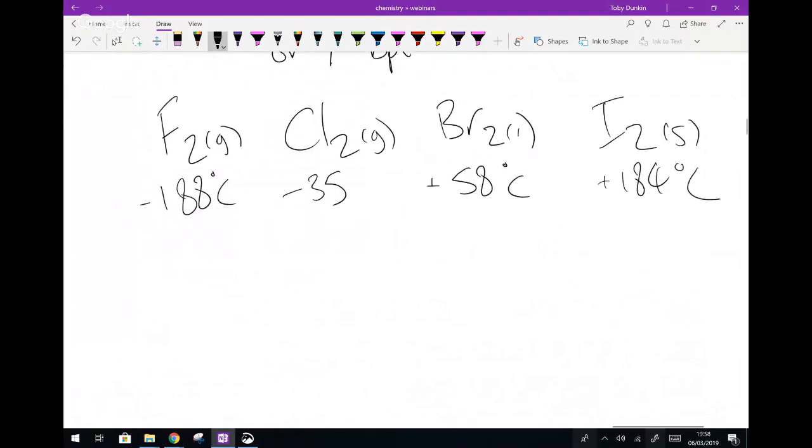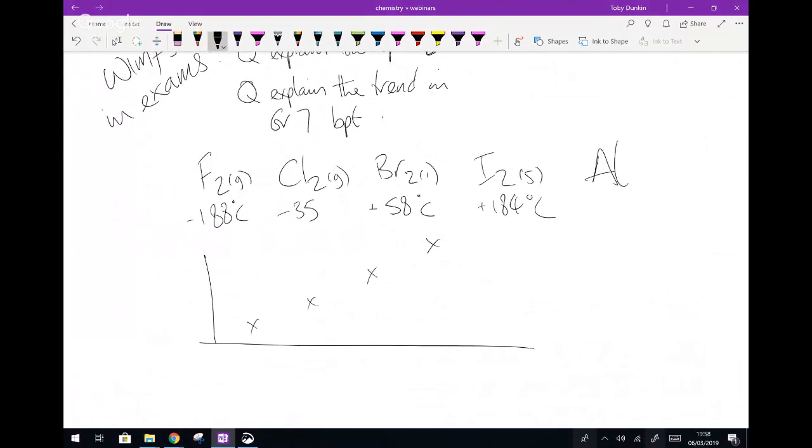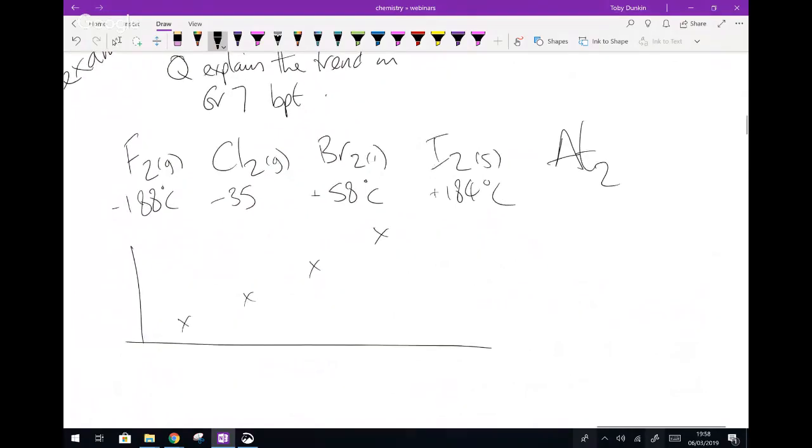So the trend is, in their graph, it is climbing. So they're getting bigger. So we can now predict astatine. We've never done it. Never been done, folks. Astatine, it holds a Guinness Book of World Records. It is the rarest element on the entire planet, 2 grams. So what would its melting point be?